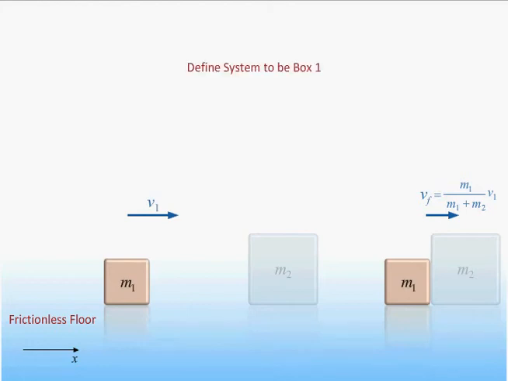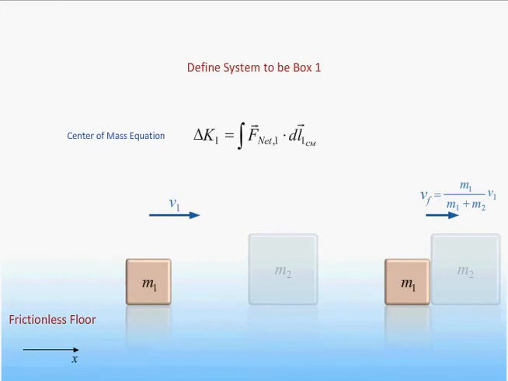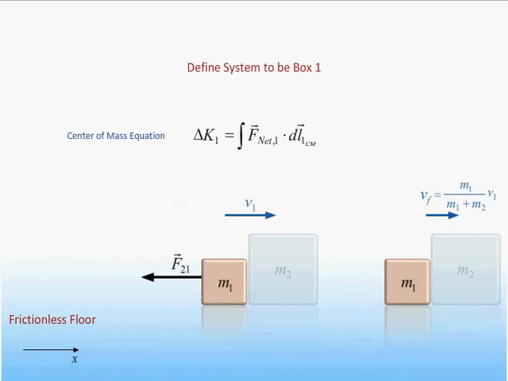We can define box 1 to be our system and apply the center of mass equation to determine that the change in the kinetic energy of the box is equal to the macroscopic work done on the box during the collision. What force is responsible for this work? Clearly, the force that box 2 exerts on box 1 during the collision must be responsible for this work. This work is done during the time of the collision, and it may be hard to visualize since the idealized diagram we have drawn seems to suggest that the boxes themselves are not crushed or deformed during the collision.